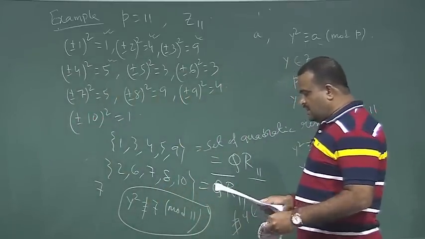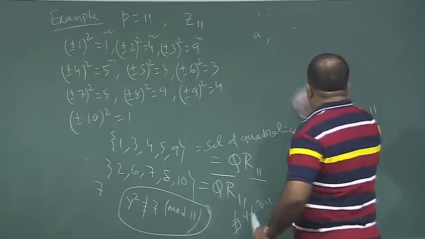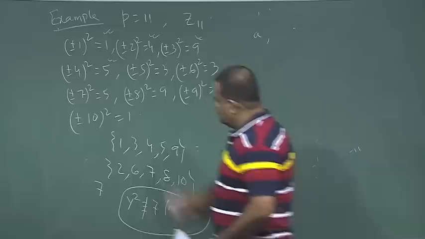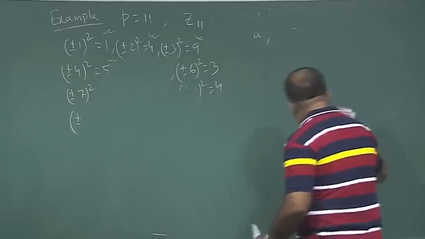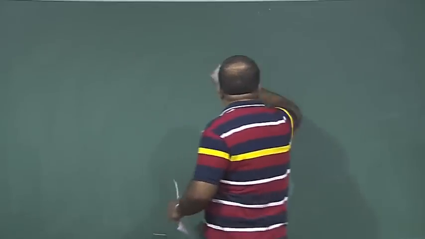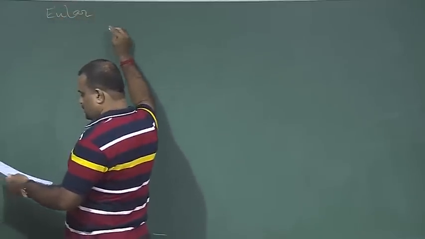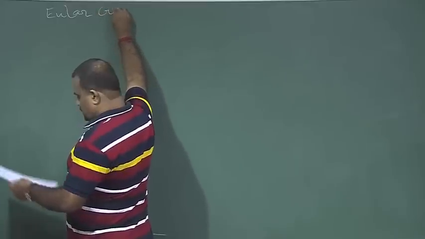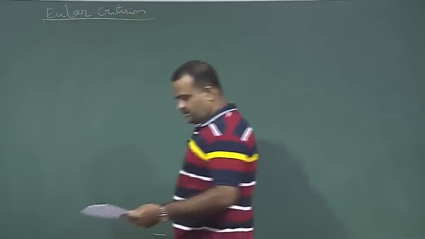Okay. So now we will have Euler's criterion for a quadratic residue. It is a condition for A to be a quadratic residue. Let us state this is a necessary and sufficient condition. This is by Euler, that is why it is called Euler's criterion for quadratic residue. So this is a theorem.